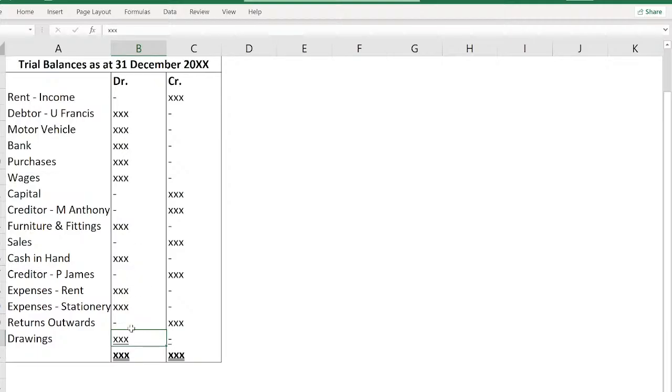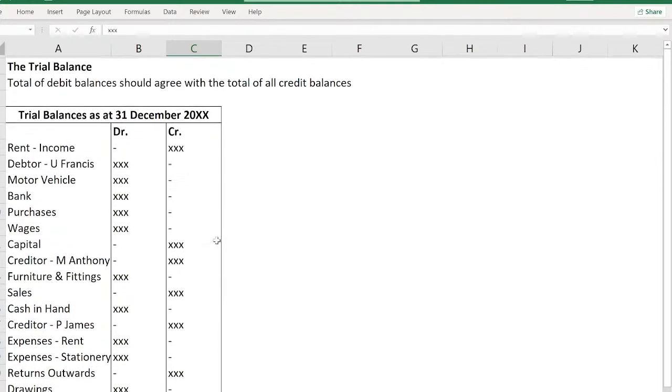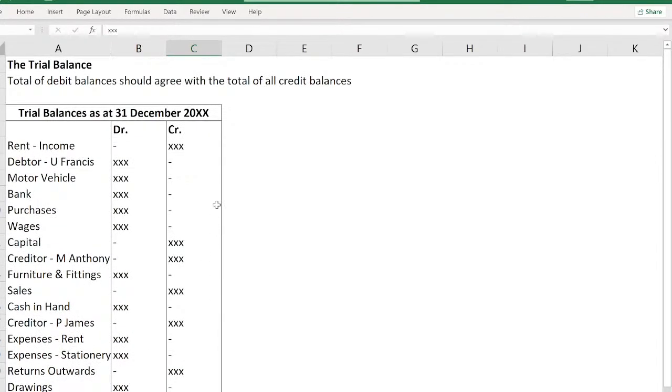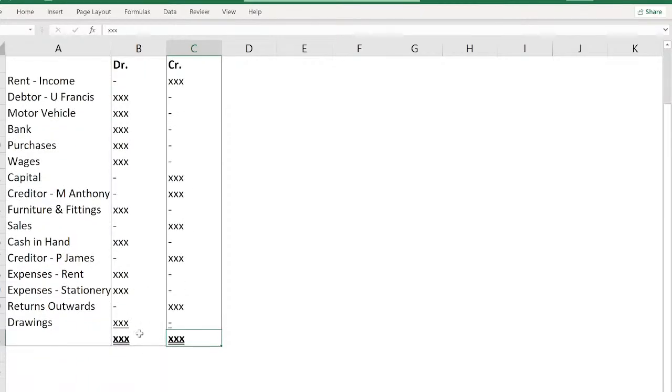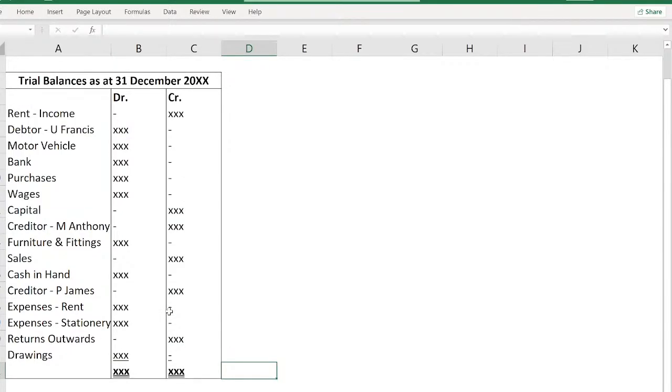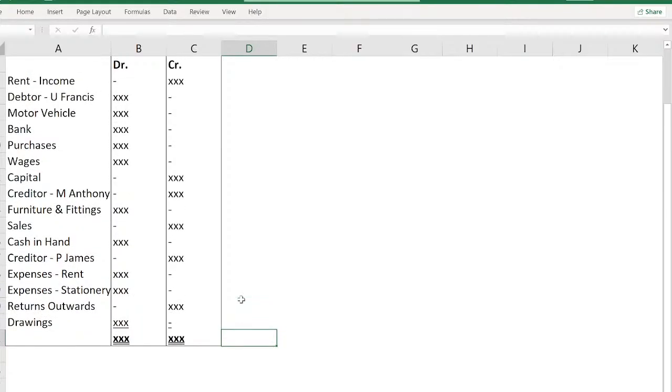So then you get the total for debit and total for credit. So the total debit balance should also be equal to the total credit. Yes. So all this we are going to help you. So I think we have come to the end of our reading today.